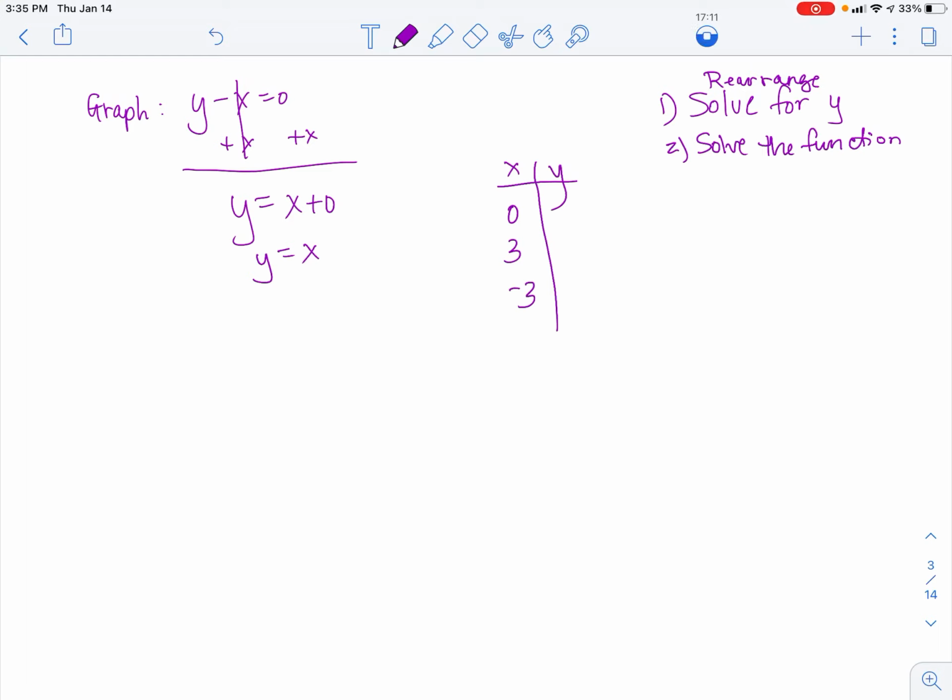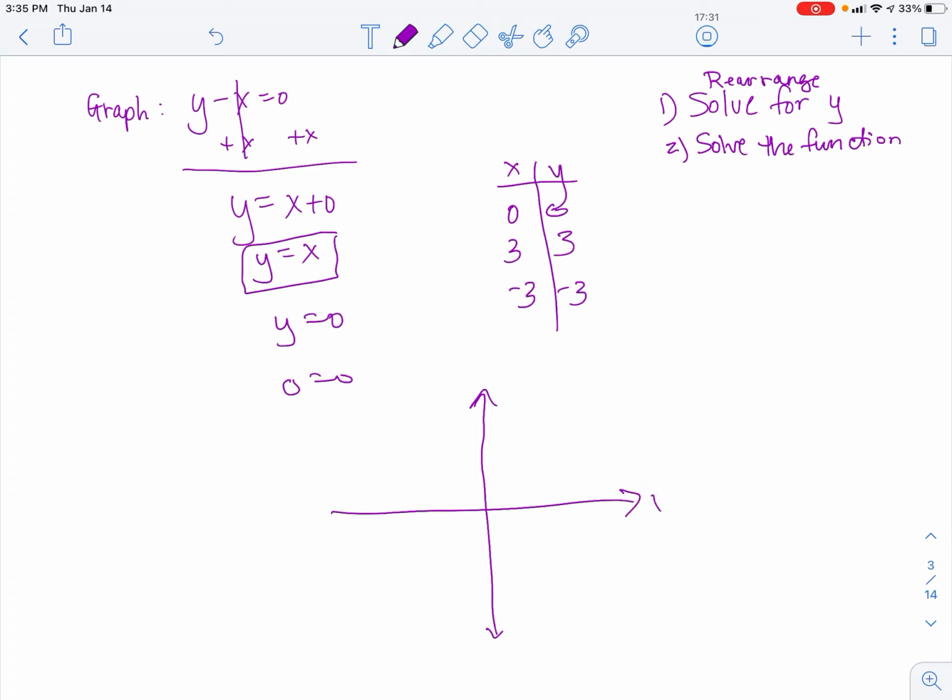So if I put, now this is easy because think about this. If this is my equation and x is 0, well, what does y equal? Y must equal 0 also. If x is 3, then y has to be 3 because they're equal to each other, right? And so on. So here's our 3 points. This one is an easy one to do, really. Let's go ahead and graph this.